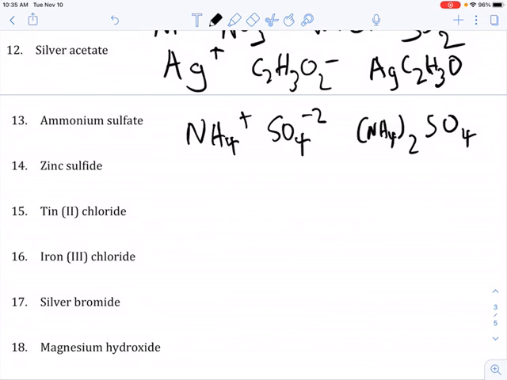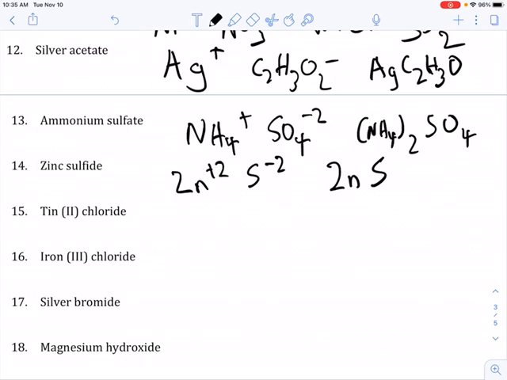Zinc sulfide, I mentioned already. Zinc is always +2, even though it's a transition metal. Sulfide is different from sulfate. Sulfide is S -2. So here I'm going to get ZnS, right? Don't tell me that this is Zn2S2. These charges already cancel. Our ionic formula is a reduced ratio. So if you're going to crisscross, make sure you cancel it out so that the ratio is reduced.